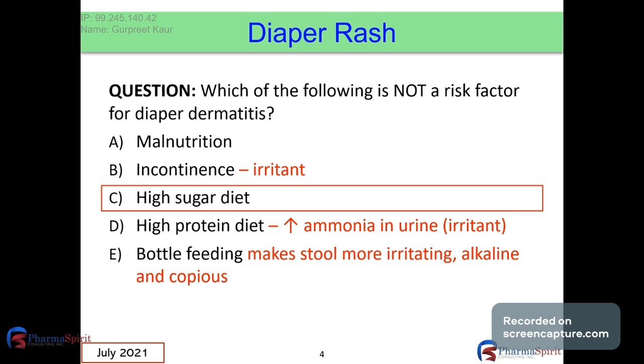High protein diet, which is choice D. High protein diet increases the amount of ammonia removed in the urine, and ammonia is very irritant to the skin. Bottle feeding is a risk factor because it makes the stool more irritating, alkaline, and copious. What does that mean? Copious means large amount of stool. And the stool becomes more irritating in bottle feeding. So actually, breastfeeding may even reduce the risk of diaper dermatitis.